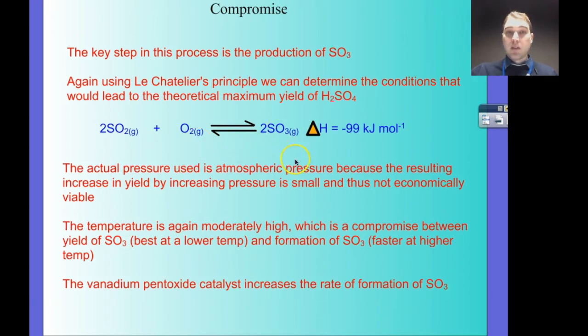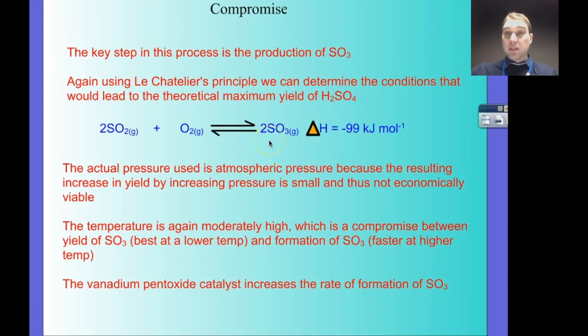So if we increase pressure, we would get more sulfur trioxide produced. Then we need to think about temperature. And similar to before, because the forward reaction is exothermic, we want to make the maximum amount of product, we want to favour the exothermic reaction by cooling down the system.